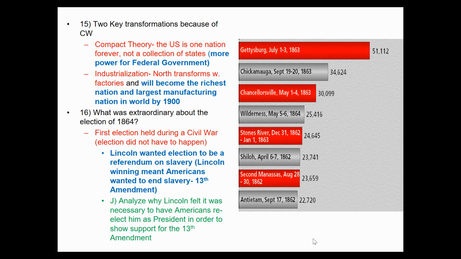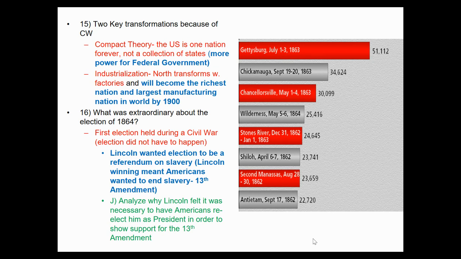Now, analyze, why do you think Lincoln felt it was so necessary to have Americans reelect him as president in order to show support for the 13th Amendment? And the answer to this is, remember, Lincoln issued the Emancipation Proclamation, and there's the answer. Lincoln issued the Emancipation Proclamation.